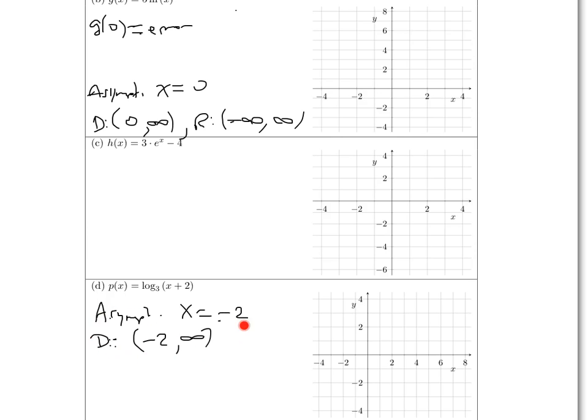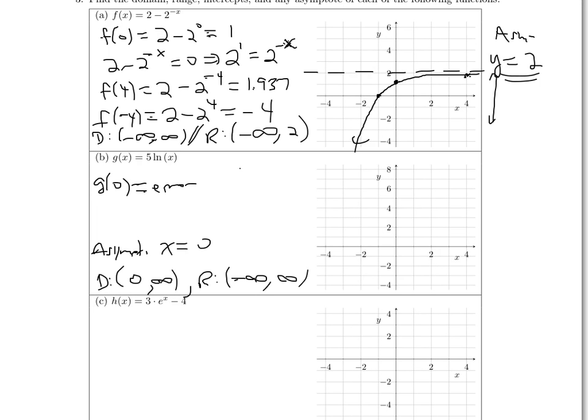So notice how the asymptote and the domain go together for logs, and the asymptote, which is y equals 2, and the range go together for exponentials. And this is because of their basic shape. We saw there's no y-intercept then for g of x. And so we might then ask, what about the x-intercept?